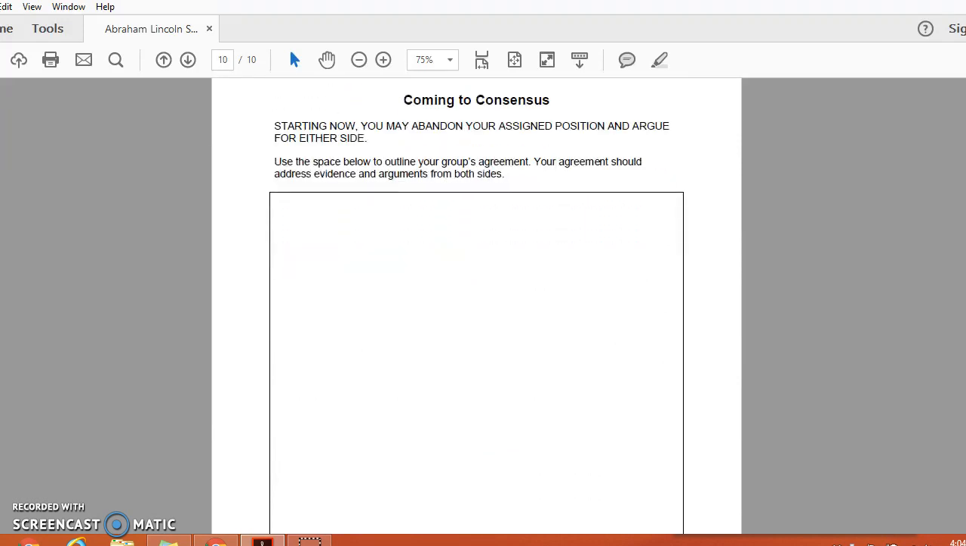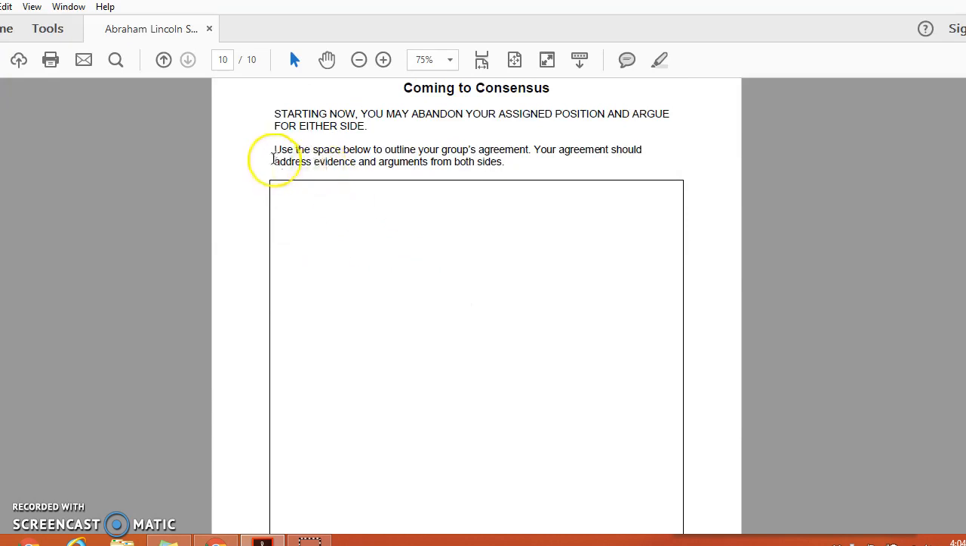Okay, finally, this is the last page, coming to a consensus. Use the space below to outline your group's agreement. Your agreement should address evidence and arguments from both sides. And yes, everyone in your group does have to complete this section.